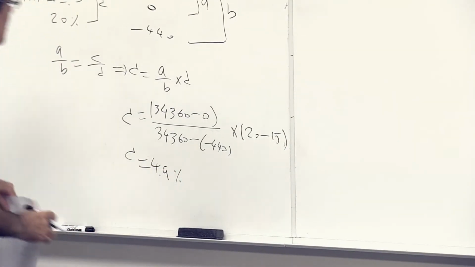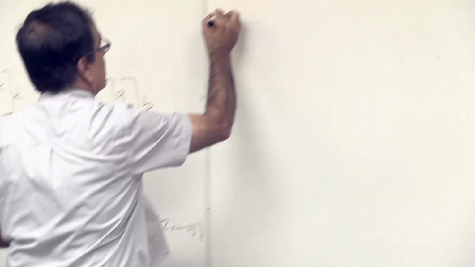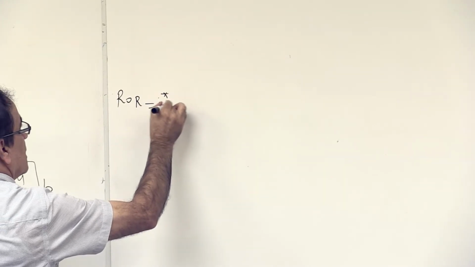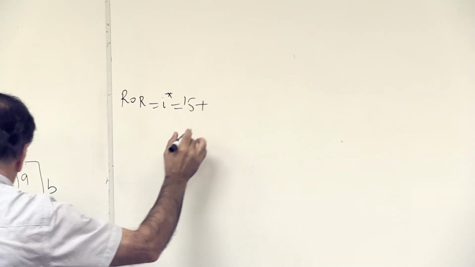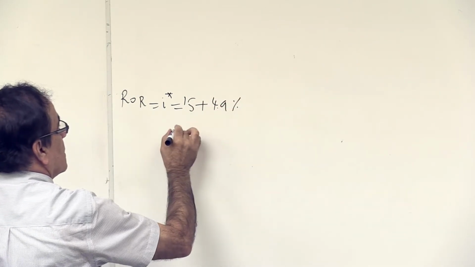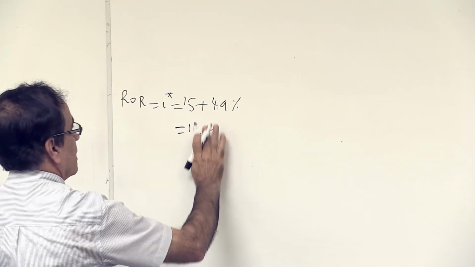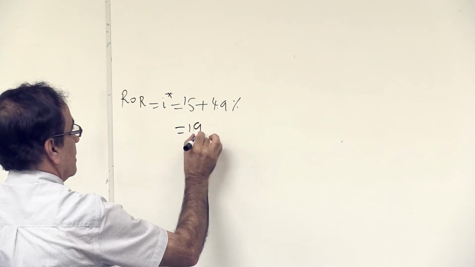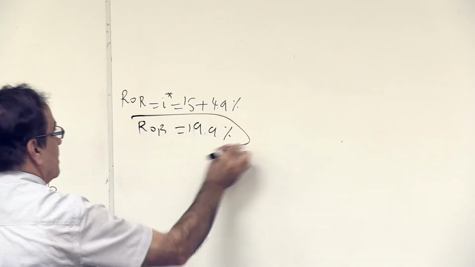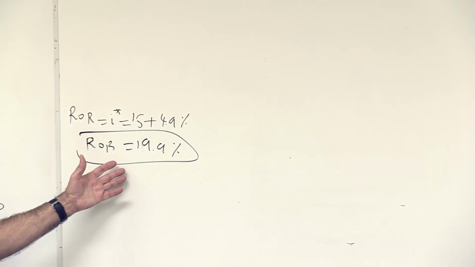4.9%. Now, since I is increasing, my rate of return, which I call I star, is going to be equal to 15 plus 4.9%. So that's going to be 19.9%. So this is the rate of return for this investment.